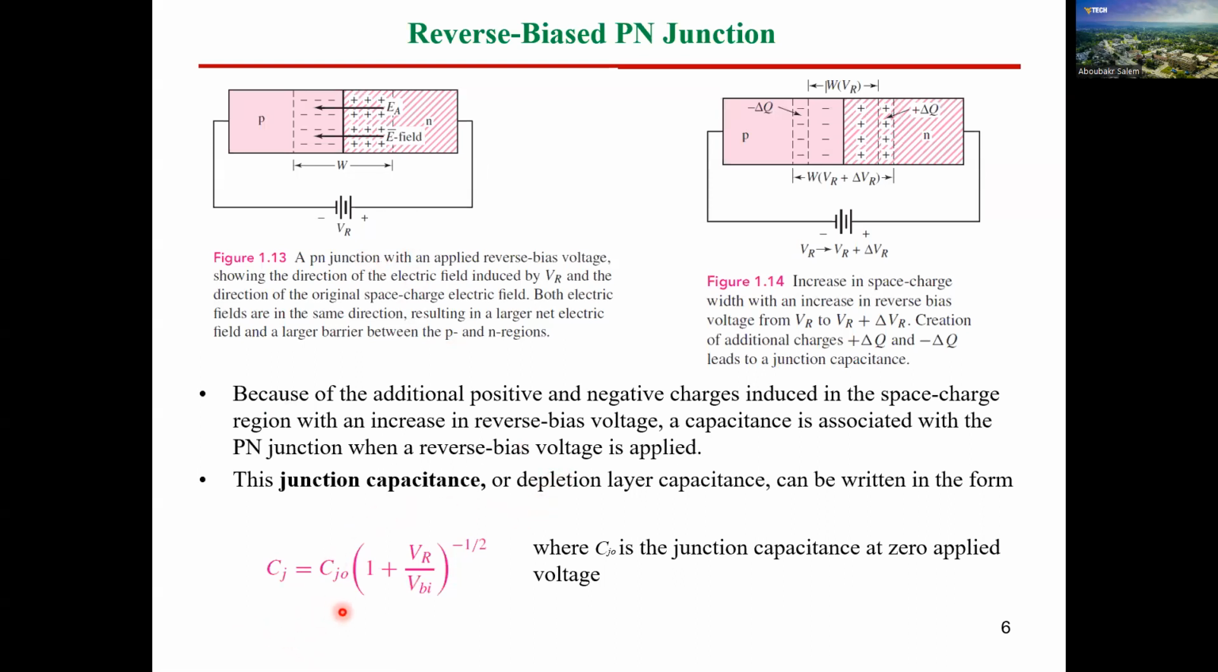So the junction capacitance here is given by Cj equals Cj0 times (1 plus Vr divided by Vbi) to the power minus half, where Cj0, guys, is referred to as the junction capacitance at 0 applied volt. This means at normal, before connecting the supply. And Cj is at a certain supply value, and Vr is the applied volt to our semiconductor material. Okay, so this is called the capacitance of our junction.